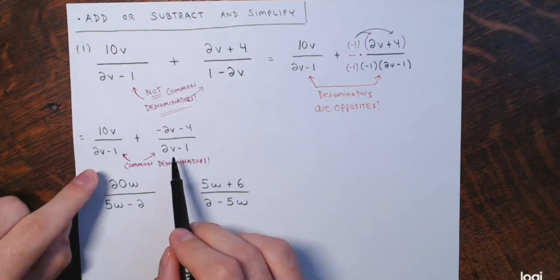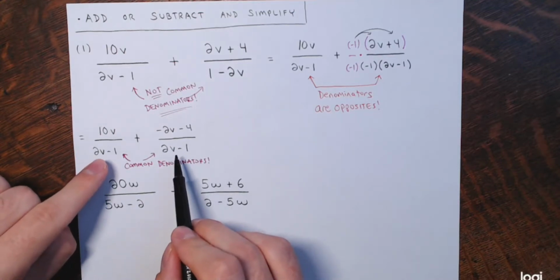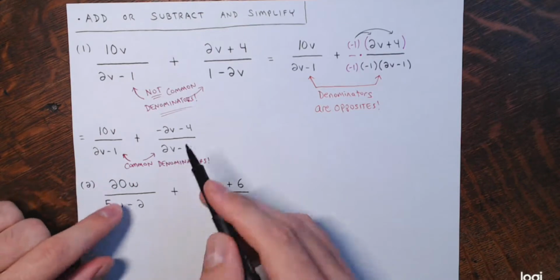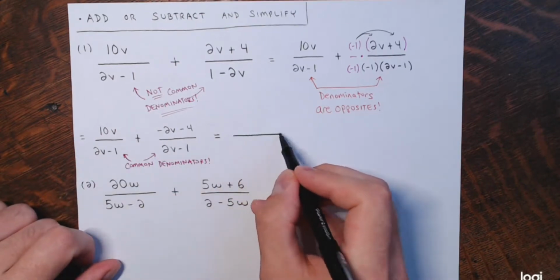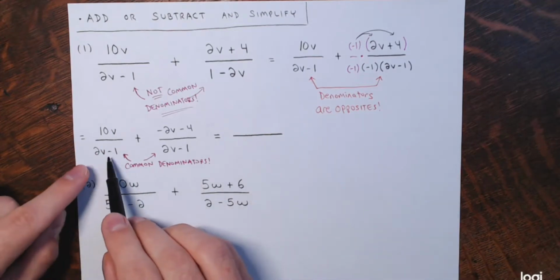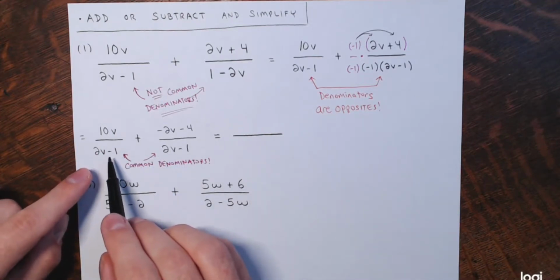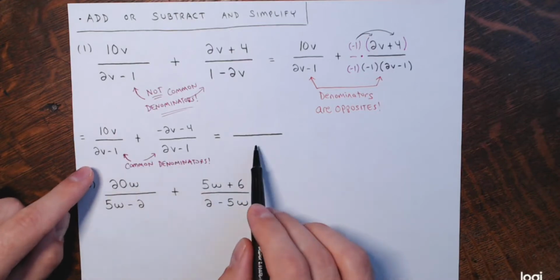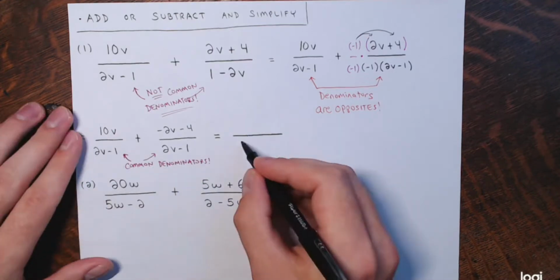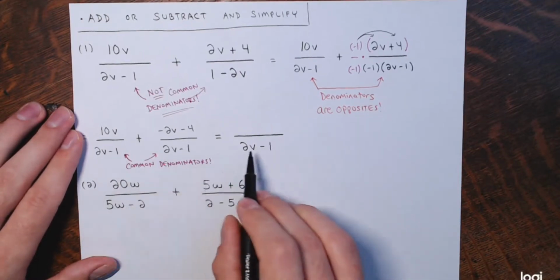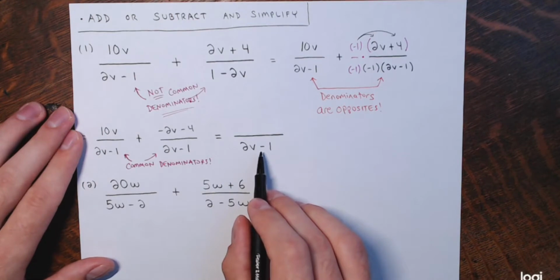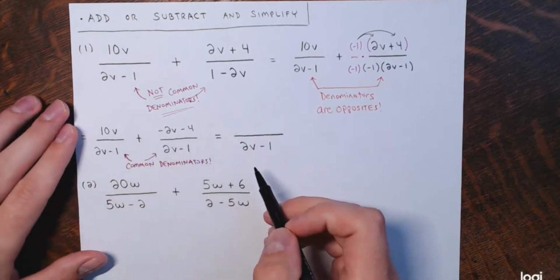Now, once the denominators are the same, right, both of them are 2v minus 1, I'm hoping that you recall how to add and subtract fractions. Right, now that the denominators are the same, I can add. Right, and once you have a common denominator, when you add them, that will be the denominator of the sum or the difference. Right, when you're adding or subtracting, that common denominator stays throughout. It's the numerators that get combined.